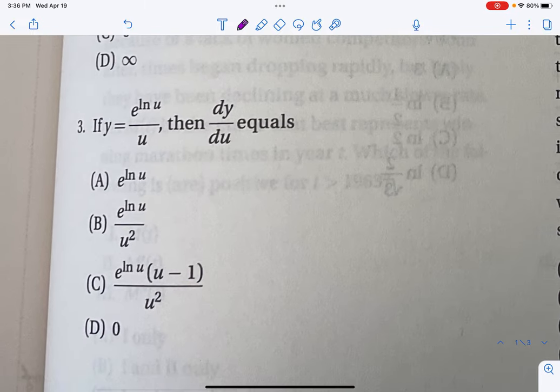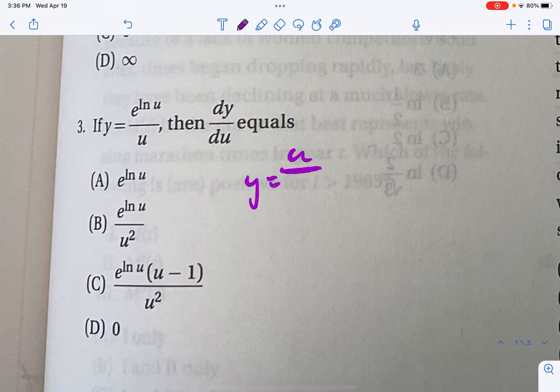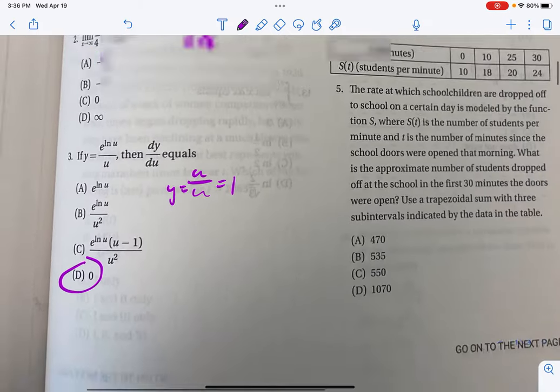All right, for 3, there is a trick here to spare you a lot of time from doing chain rule. E to the natural log of u is u. So we have u over u, which is 1. The derivative of that is 0.